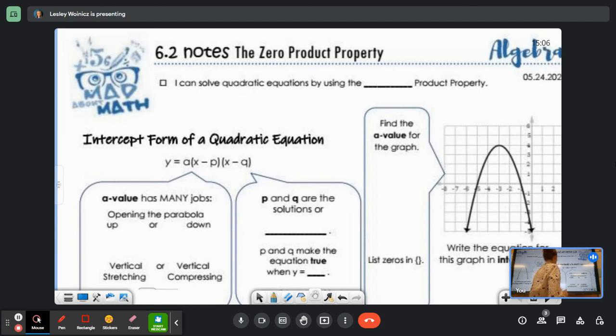Today we are going to use something called the zero product property. At the end of our last unit, we talked about intercept form, and we didn't really need it for the test, but I told you that it was critically important for algebra. And today we're going to start to see why.